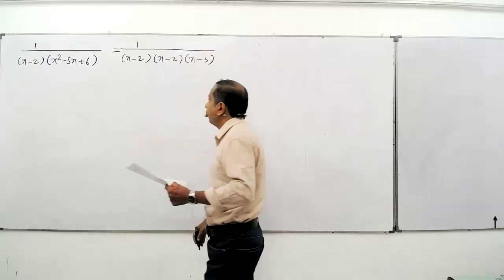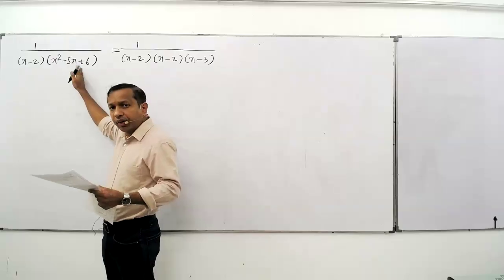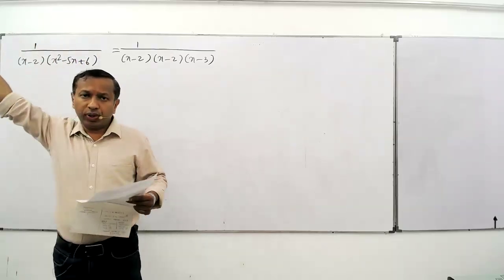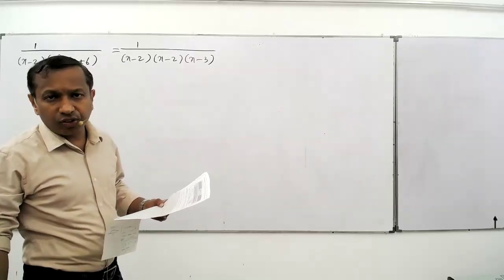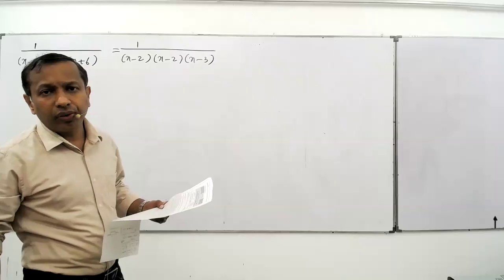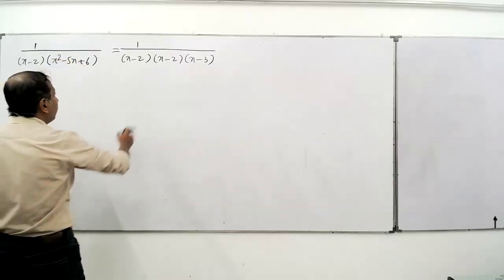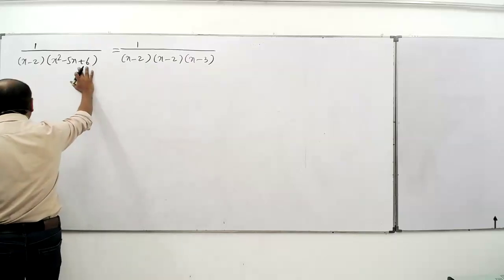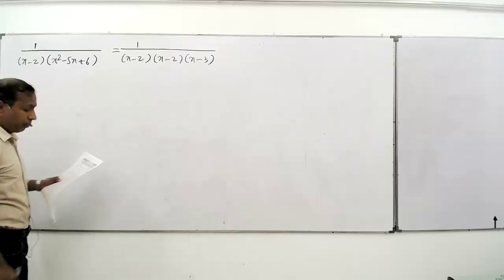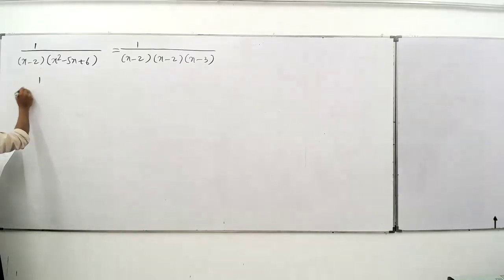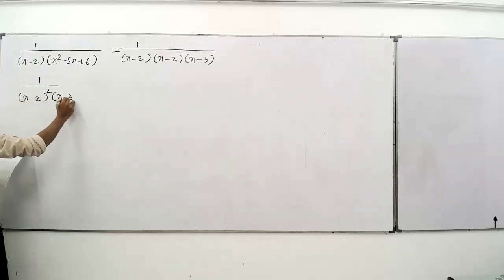Then you might ask, what if we directly take this as a quadratic factor and consider a linear numerator? That's also correct. But if it is factorable, go to the factored form. So here we have x minus 2 and x minus 2 squared, which means 1 over (x minus 2) squared into (x minus 3).